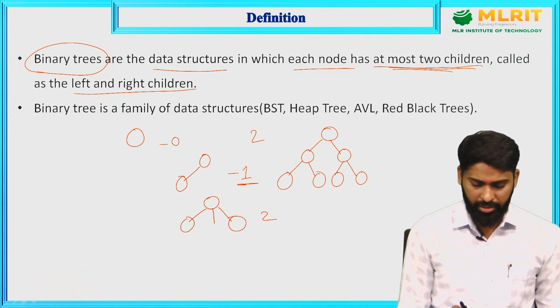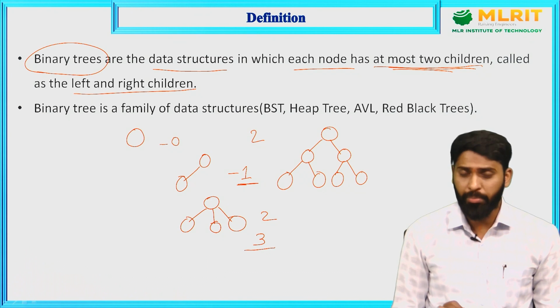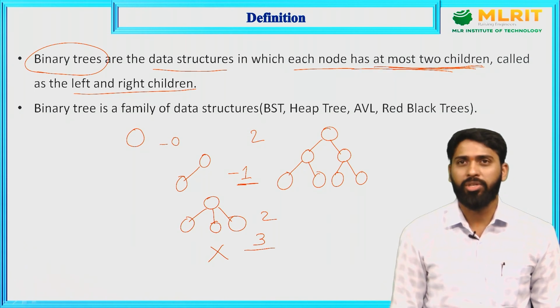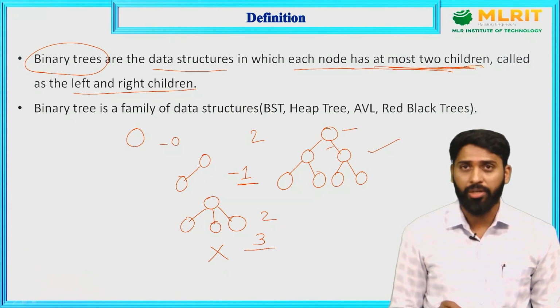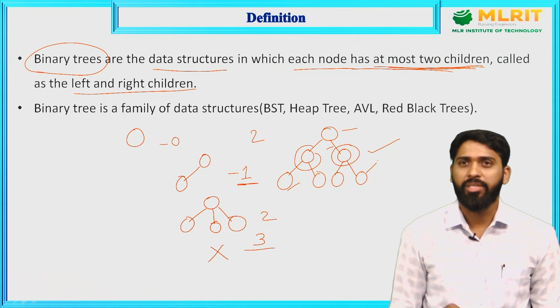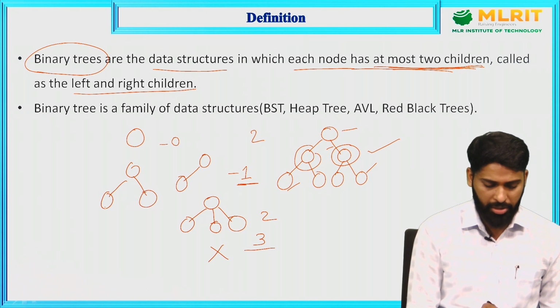So, consider this. The number of children is 3 now. Is it a binary tree? No, it is not a binary tree. Why? The definition of binary tree is each node has at most two children. Okay, now consider this tree. This node has two children. This node has two children. This node has two children. So, it is a binary tree. So, for example, this is also a binary tree.